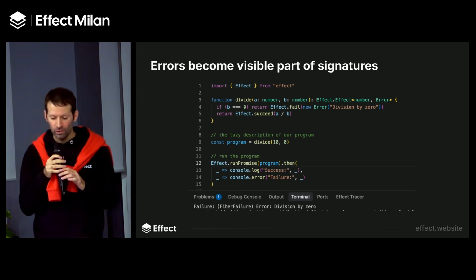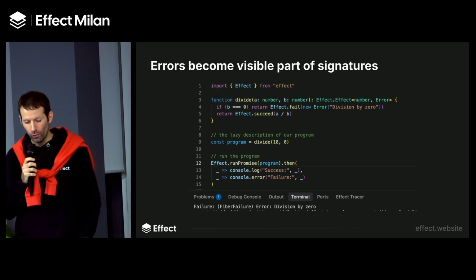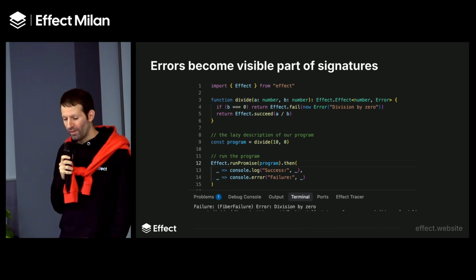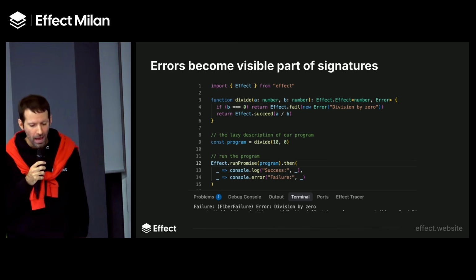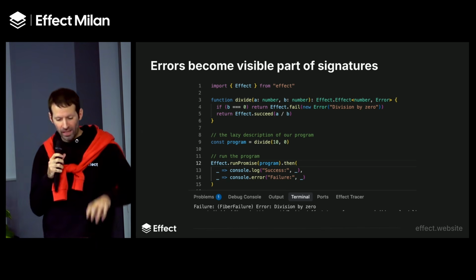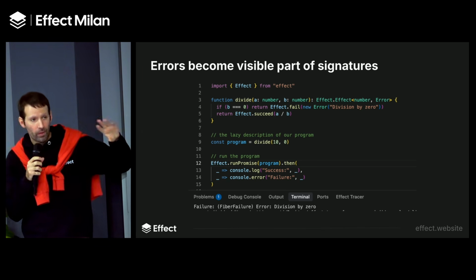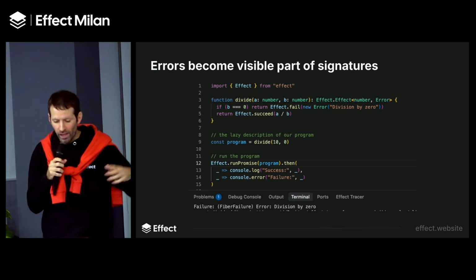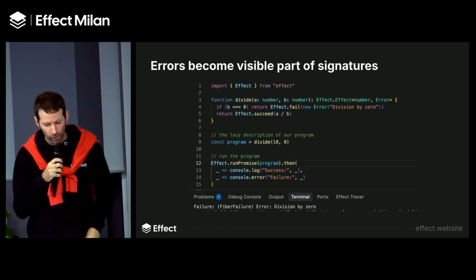And to actually execute an Effect, what we need to do is to hand the Effect to the Effect runtime by using some APIs like Effect.runPromise or Effect.runSync. And this basically hands your Effect to the runtime. The runtime will interpret the Effect and execute the actual work.